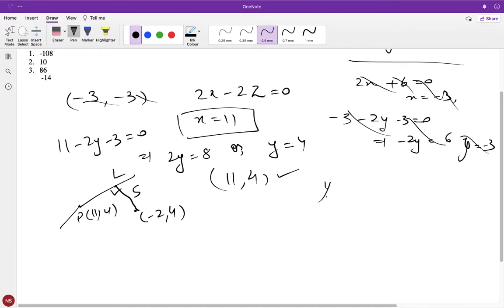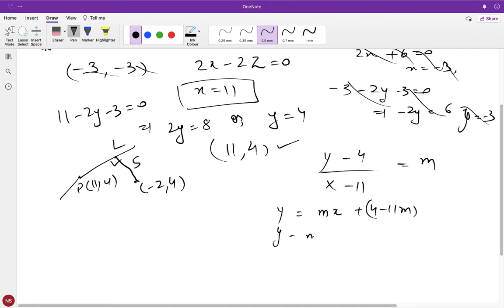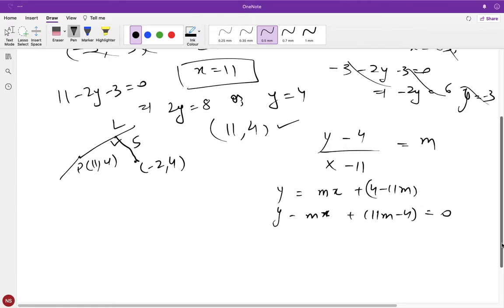So any line passing through any point can be expressed in this way, right? Y minus y1 by x minus x1 is equals to m. So y is equals to mx plus 4 minus 11m. I can represent this equation, which is passing through point 11 comma 4, into this, where m is unknown. Now if this is the equation, or I can write it in this way, y minus mx plus 11m minus 4 equals to 0.